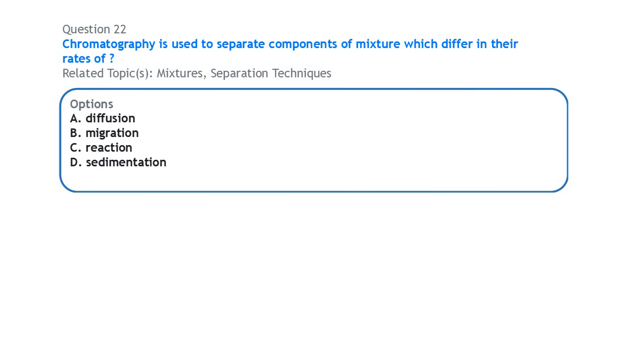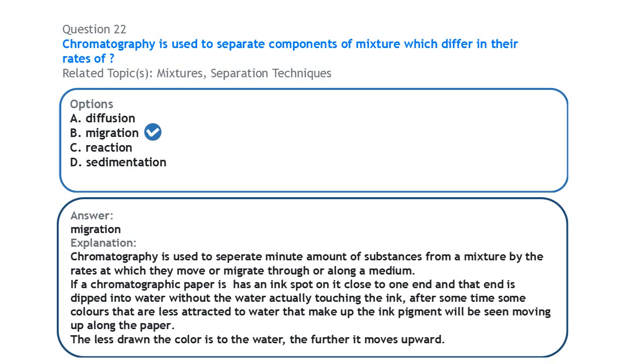Next question on mixture and separation techniques. Chromatography is used to separate components of a mixture which differ in their rates of migration. We can use chromatography, for example, to find the constituent colors in a given solution. So let's say we have a colored solution. We can use chromatography to determine the various colors in that solution by just using, say, a chromatographic paper.